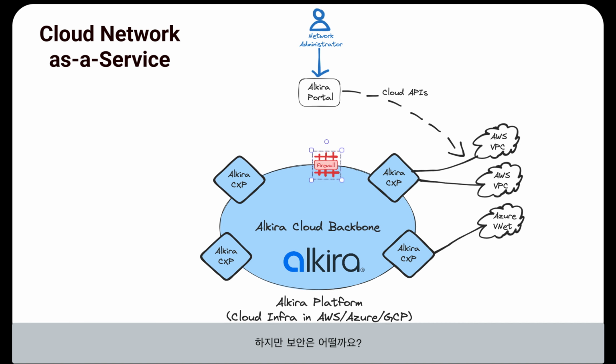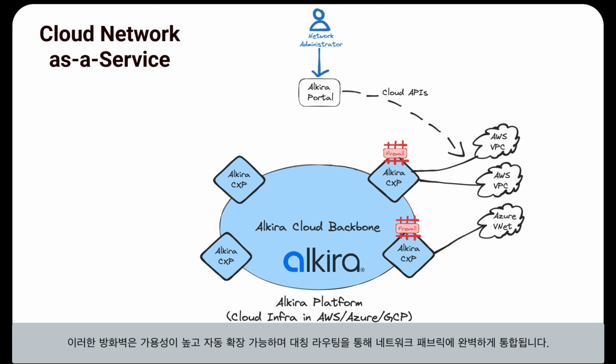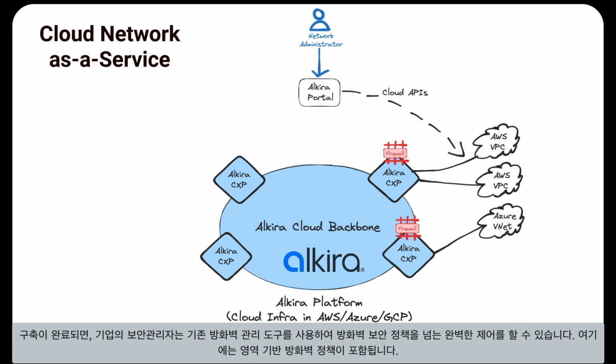But what about security? Each one of the Alkira Cloud Exchange Points is capable of hosting next-generation firewalls from the top industry vendors. Firewall deployment is highly automated and requires zero cloud skills. These firewalls are highly available, auto-scalable, and fully integrated into the network fabric with symmetric routing. Once deployed, the enterprise security administrator has full control over the firewall security policy using their existing firewall management tools. This includes zone-based firewall policies.